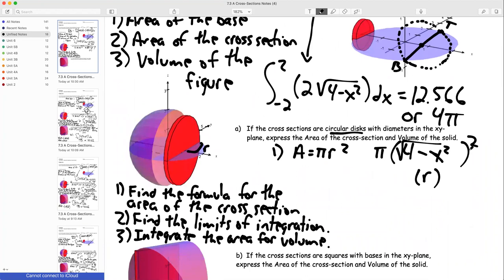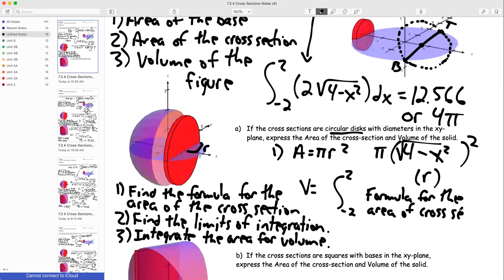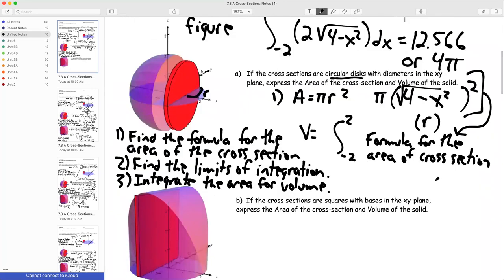Okay, so here's how you set it up. You have volume equals the integral. I'm still going from -2 to 2 because my base has not changed. And then I'm going to plug in the formula for the area of the cross section. In other words, I'm going to take all this and plug it in. So I have volume equals integral from -2 to 2, and then I'm going to take pi times the square root of 4 minus x squared and plug it in.